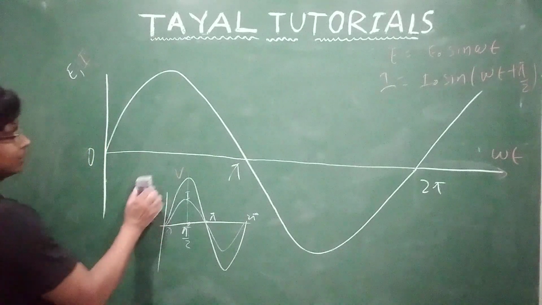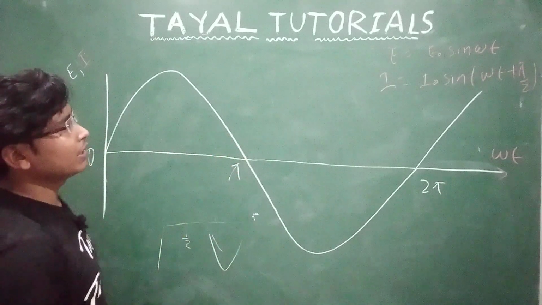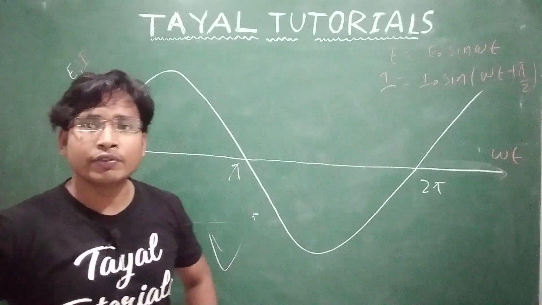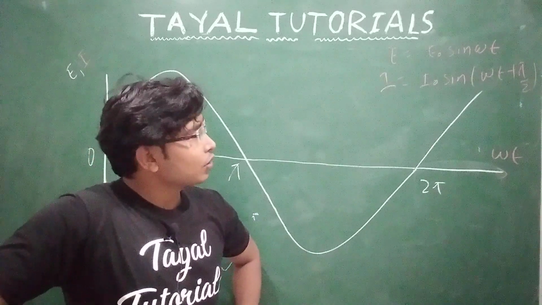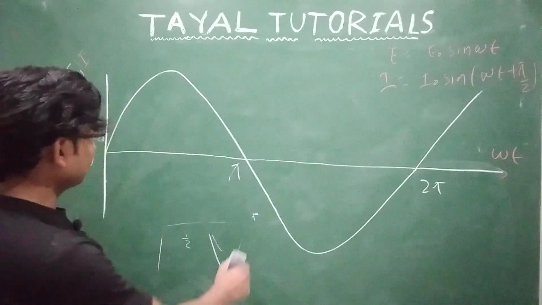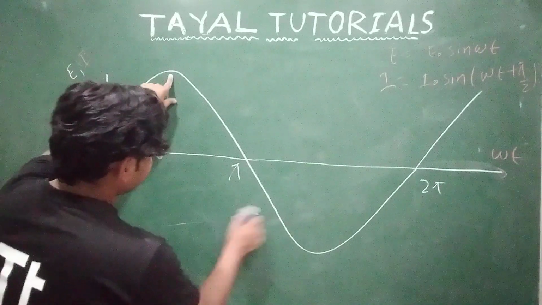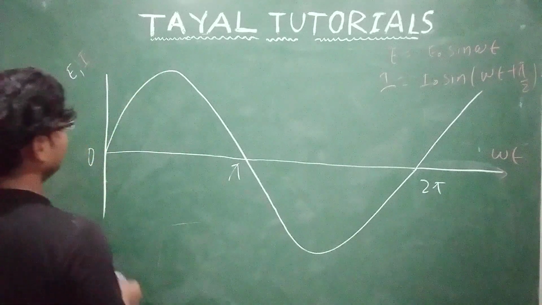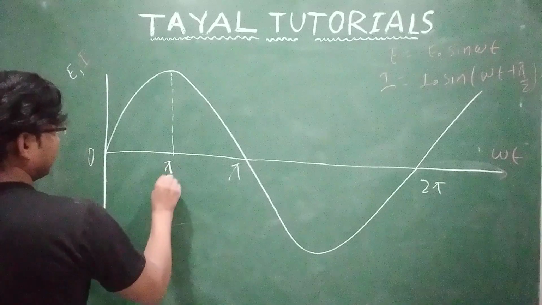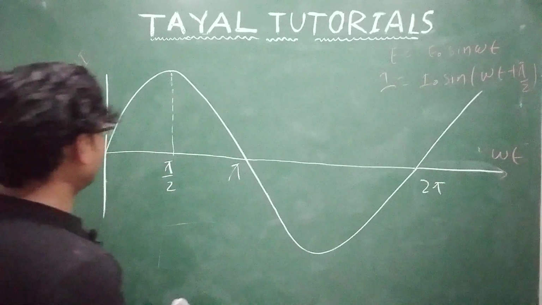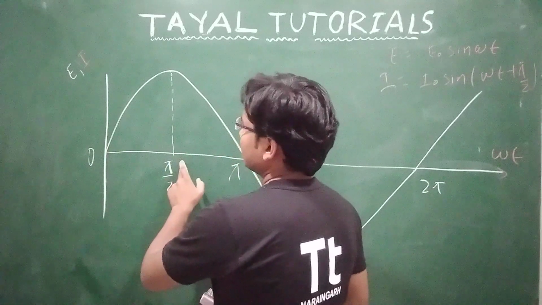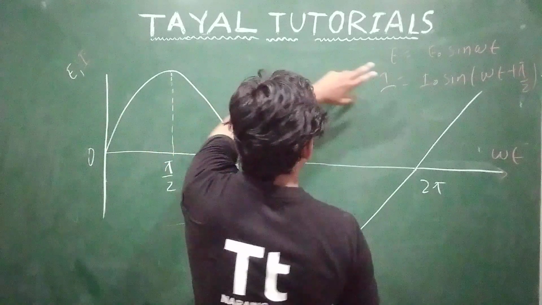Okay, but here you can see E is equal to E naught sin omega t, I is equal to I naught sin omega t plus pi by 2, means what? The maxima of your current will reach before the EMF, because there is a phase. You can see, now the maxima of EMF is at pi by 2. So the maxima of my current will come before that pi by 2, that will be the satisfaction of that equation.